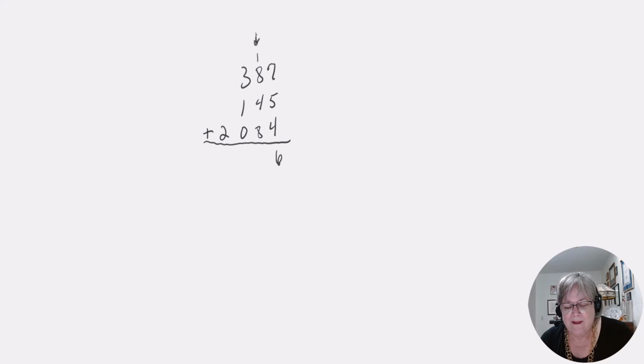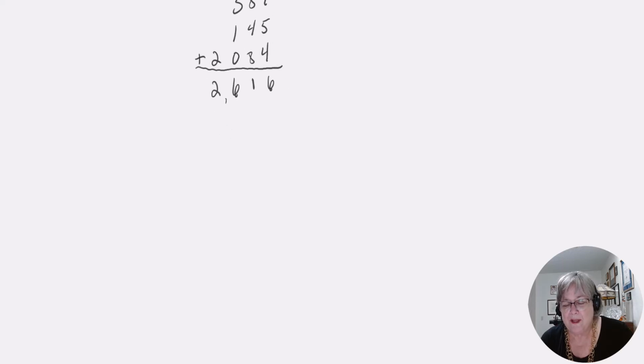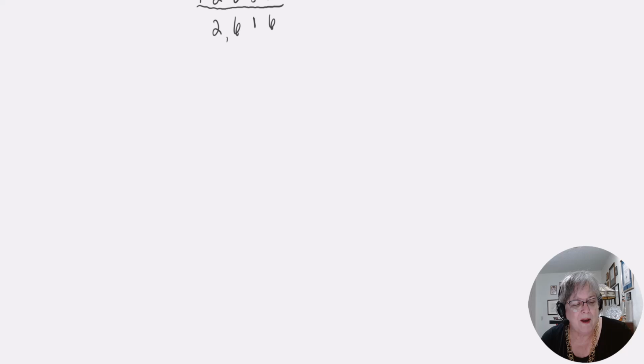So 1 plus 8 is 9, plus 4 is 13, plus 8 is 21. So now we have 21. So what we're going to do is write the 1 down and carry the 2. So 2 plus 3 is 5, plus 1 is 6. And this 2 back here on the left, plus nothing above it, is just 2. So it's 2,616. And you can put the comma there, which just helps you kind of count how many places you have.